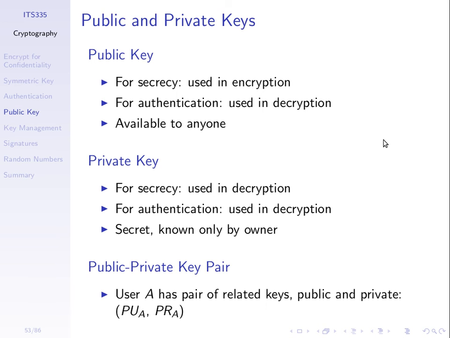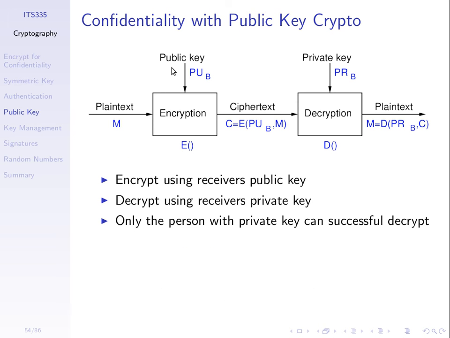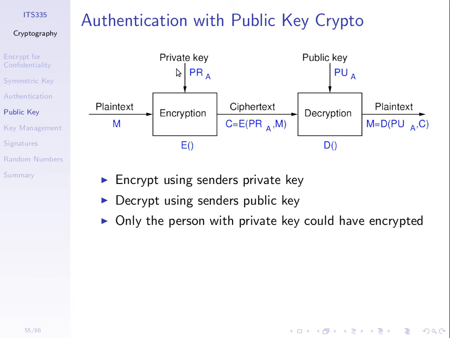In public key encryption, we have a pair of keys, and the rules are: for confidentiality, encrypt with the public key of the destination. For authentication, encrypt with the private key of the source. That's what we just did and saw.